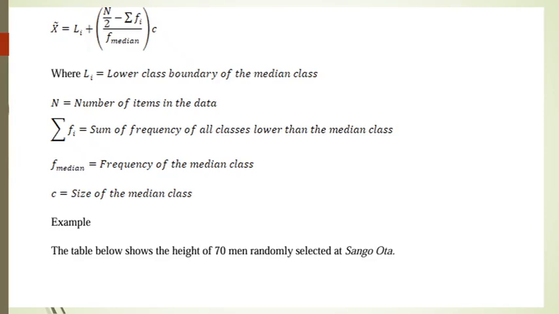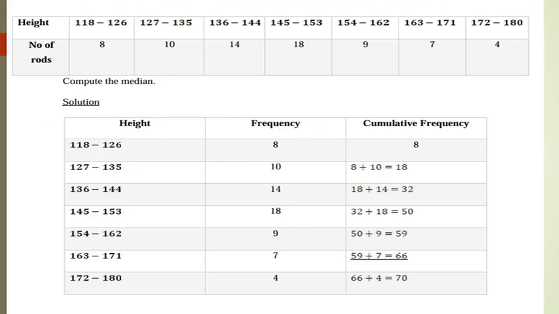They say the table below shows the height of 70 men randomly selected at Sangota. The height is given as 118 to 126, 127 to 135, 136 to 144, 145 to 153, like that. So they say compute the median.